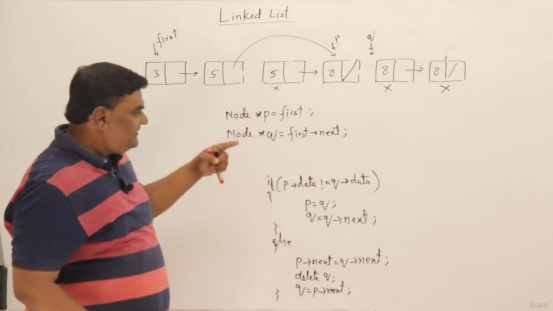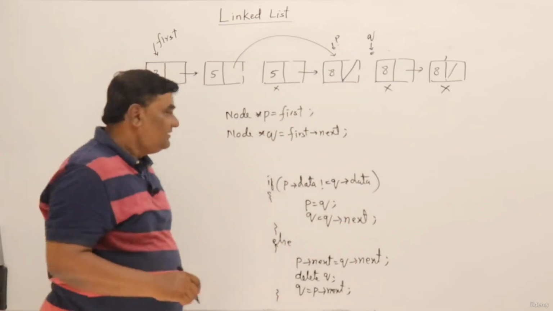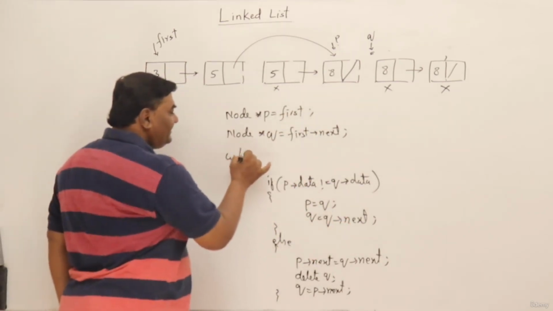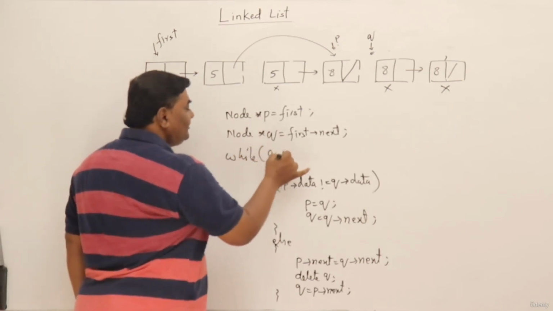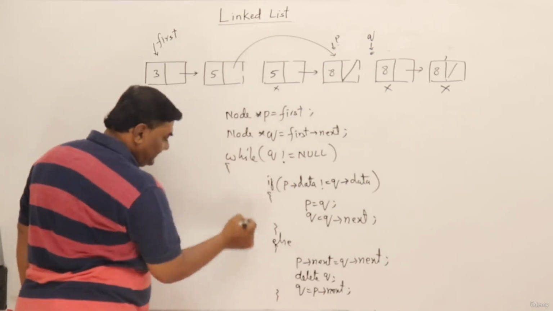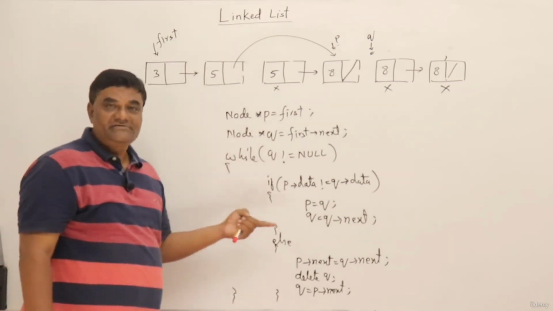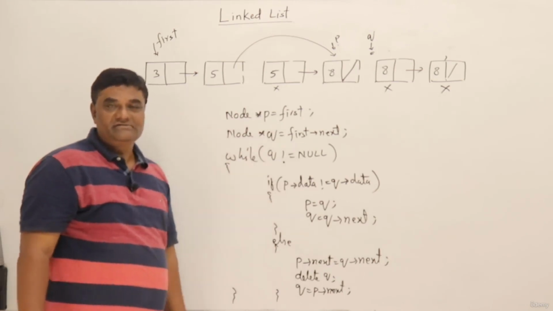So we have done this repeatedly, and we stopped when Q became null. So this should be repeated in a loop while Q is not equal to null. Our condition is Q is not equal to null. So this is the procedure for removing duplicates from a linked list.